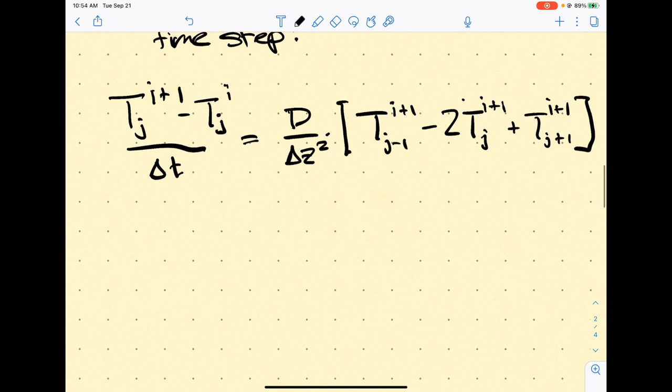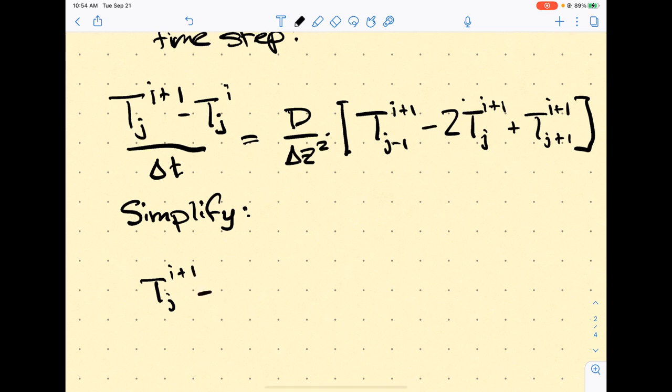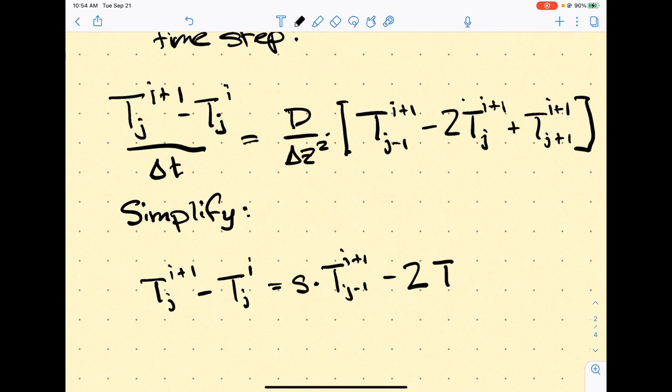Okay. And then let's simplify, to get T at j, i plus 1, minus T at location j, time i, is equal to S times T at j minus 1, time i plus 1, minus 2S times T at location j, time i plus 1, plus S times T at location j plus 1, time i plus 1. Okay.